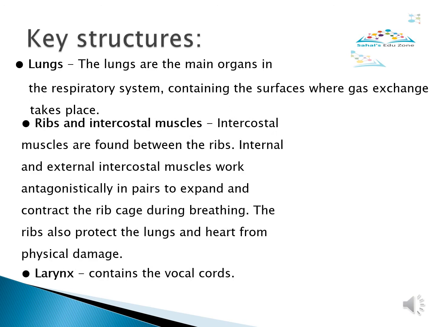Ribs and intercostal muscles. Intercostal muscles are found between the ribs. Internal and external intercostal muscles work antagonistically in pairs to expand and contract the rib cage during breathing. The ribs also protect the lungs and heart from physical damage.